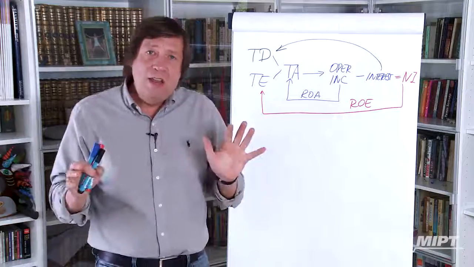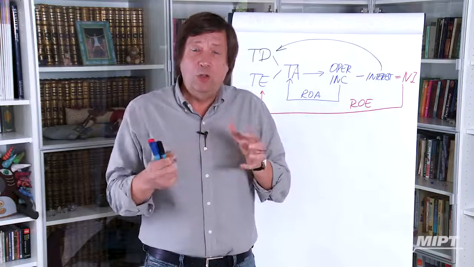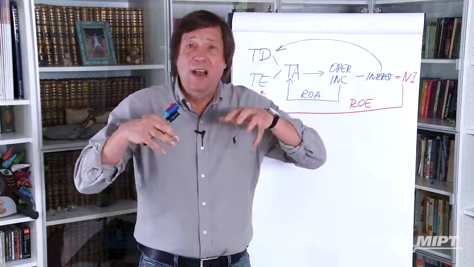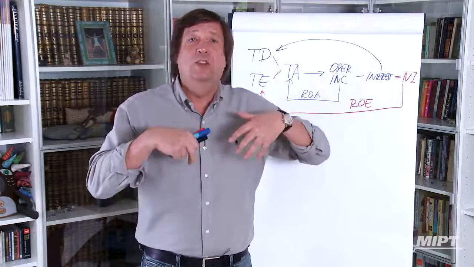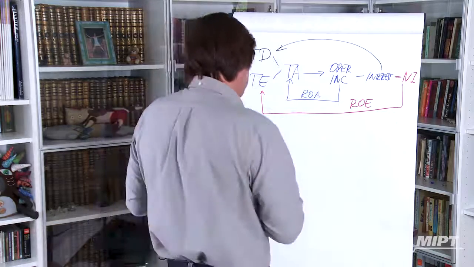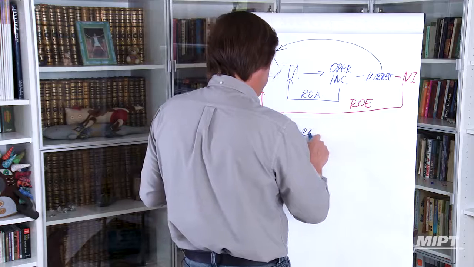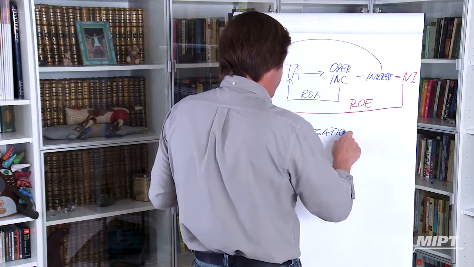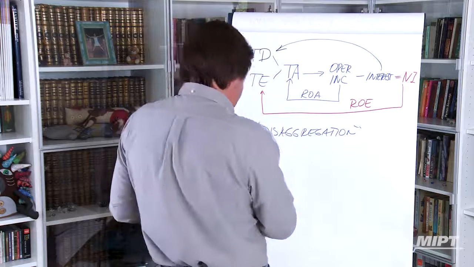So there are many ways to disaggregate some of these ratios to analyze what activity or what ratio in turn contributes to the final result. Let me give you an example. So I'll put "disaggregation" in quotes. Now, let me give you an example.